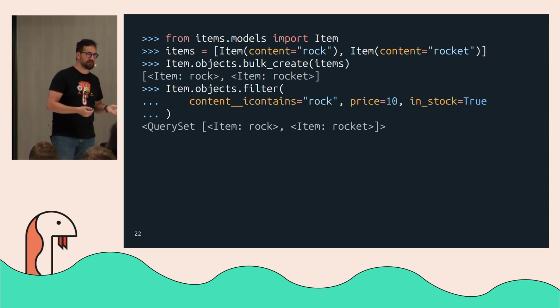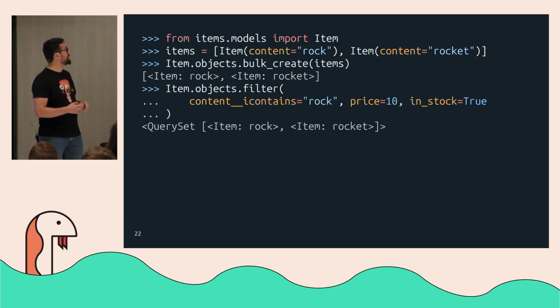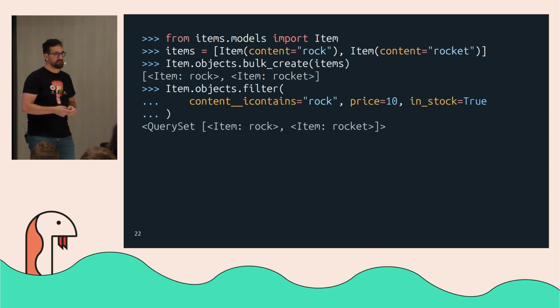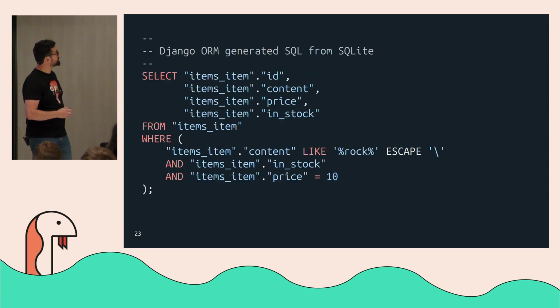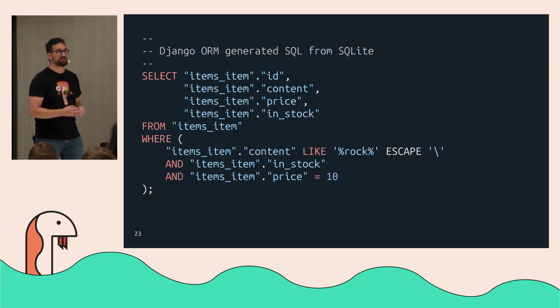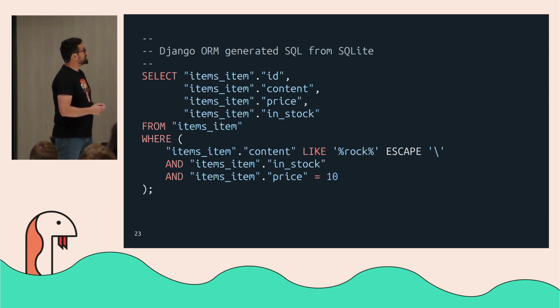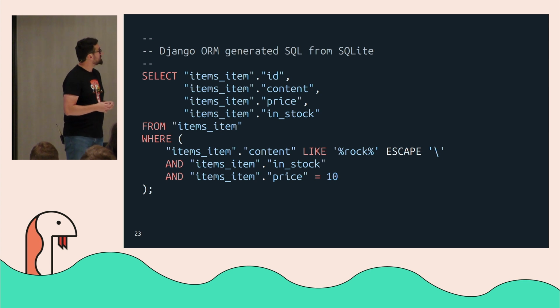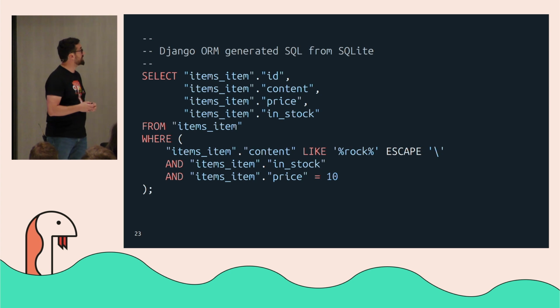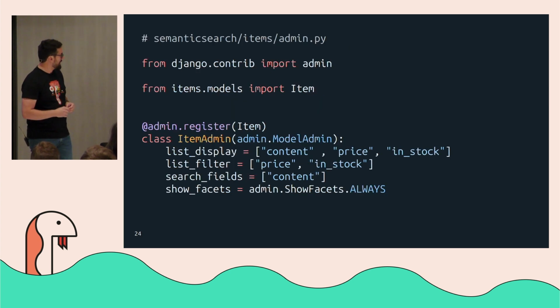Instead of using SQL code directly, we can use filter on the object manager of the Item model. We try to filter on content and some price and stock, and this is the result. Under the hood, this is the SQL code that has been executed for us. Not so complex. It's a simple SQLite relational filter.